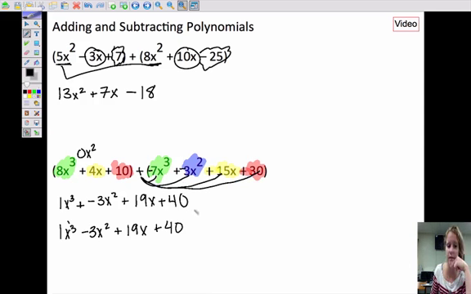I think that makes life easier. If you like thinking about subtracting each one, that's great, but it gets difficult when you're subtracting negatives. You just have to remember that. Okay, so that's adding and subtracting polynomials.